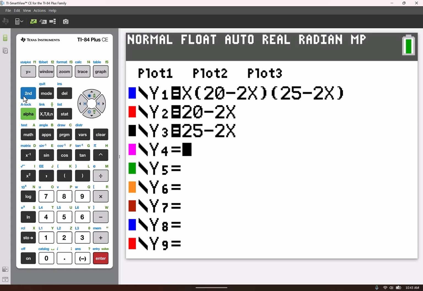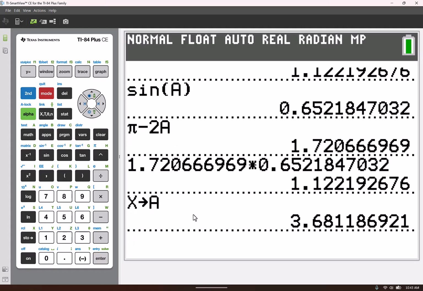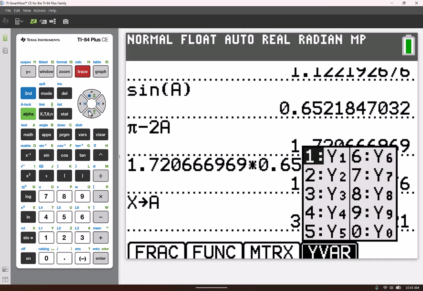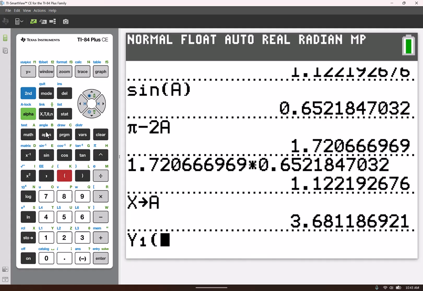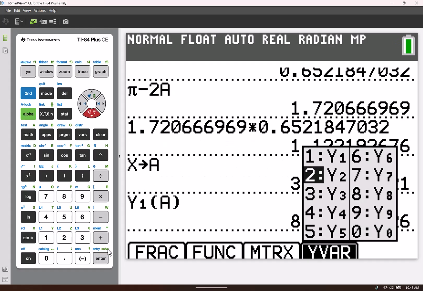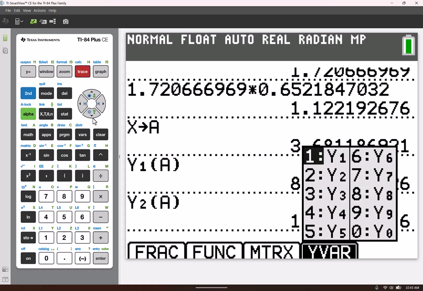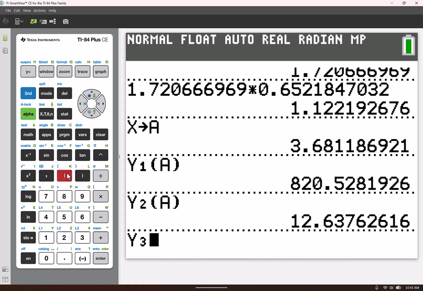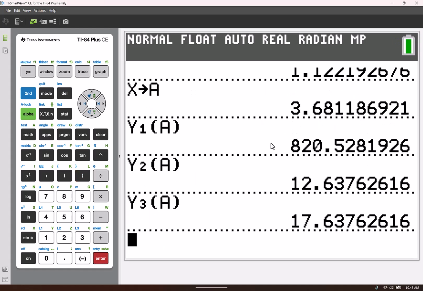All right, here we go. So I'm going to go to my home screen. I already saved it as A. So I'm going to go alpha trace, y1, at A. So there it is. And let me get my width and length. Alpha trace, y2, at A. And alpha, y3, at A. So there it is. Volume, width, length, and then the height is just x.